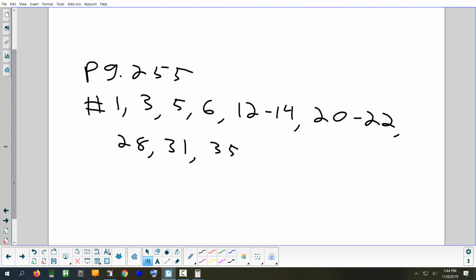So the homework is on page 255 and kind of skips around. It's 1, 3, 5, 6, 12 to 14, 20 to 22, 28, 31, 35.